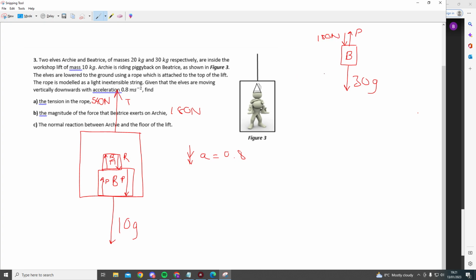And that's it. So now, again, B is accelerating downwards with 0.8 meters per second squared. So to find the resultant force, we're just going to do the sum of the downwards forces minus the sum of the upwards forces, and that equals mass times acceleration. Rearranging for P, that gives us 30 times 9.8 plus 180 minus 30 times 0.8, which is 450 newtons. And that's it.